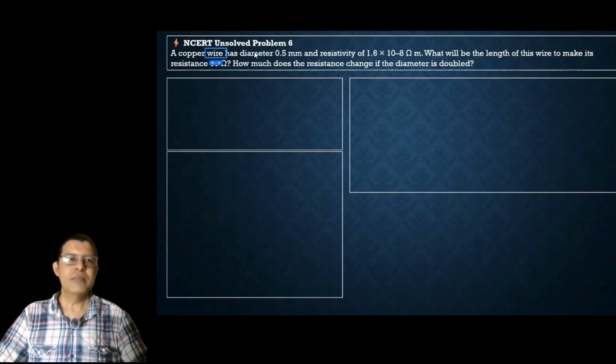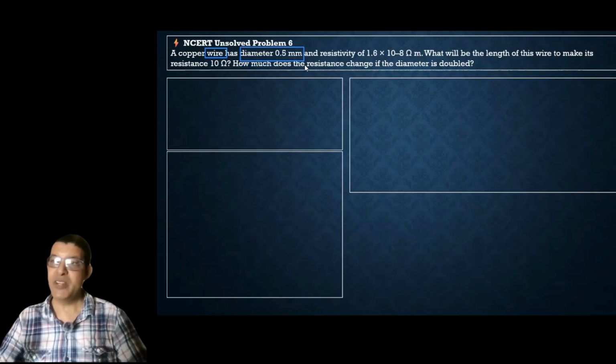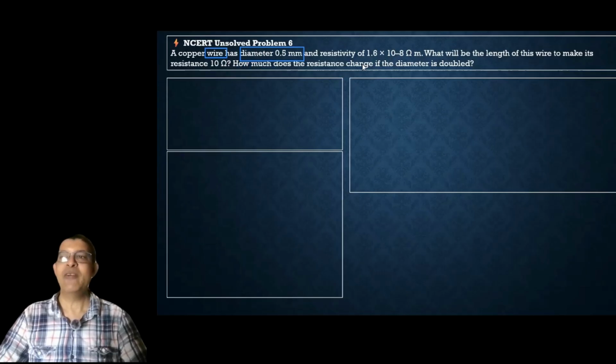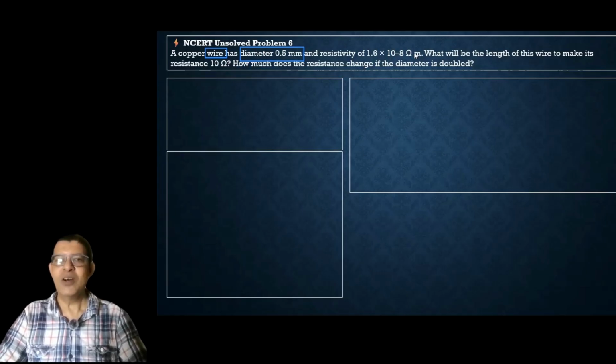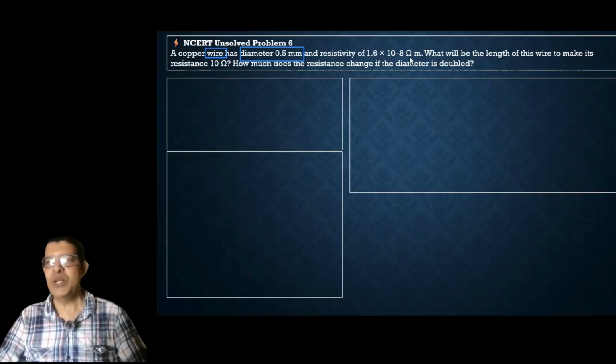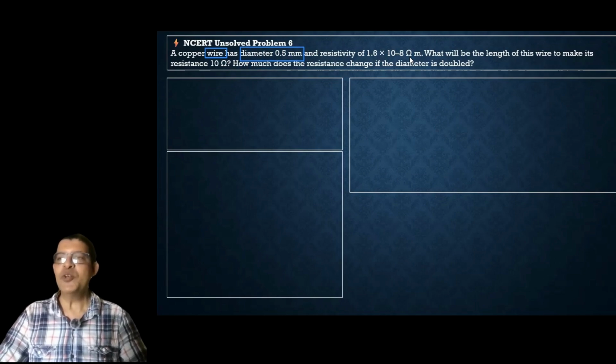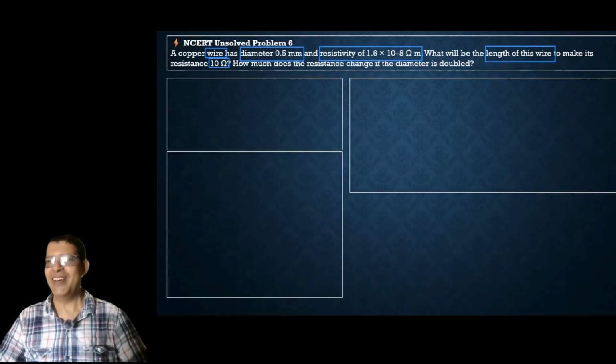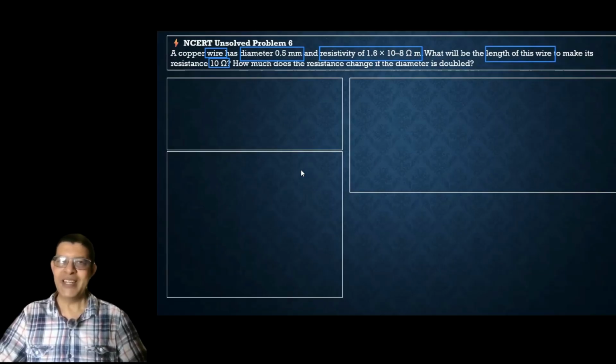Copper wire, diameter 0.5 millimeter. Remember, it's given in millimeter. So you might have to convert it into meter, or convert resistivity to millimeter. Better to convert into meters. Resistivity is given as 1.6 into 10 raised to power of -8. What will be the length of this wire to make its resistance 10 ohm? So here we make use of the resistivity formula, right?